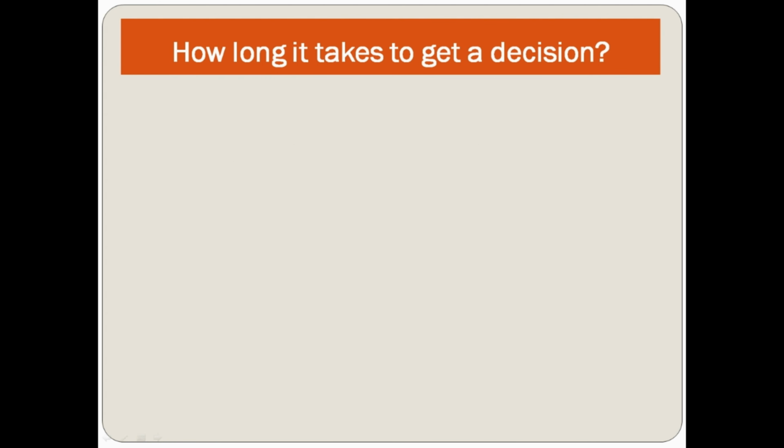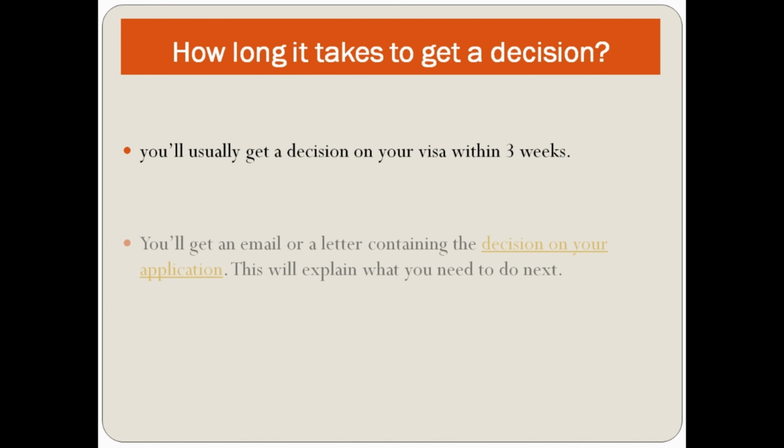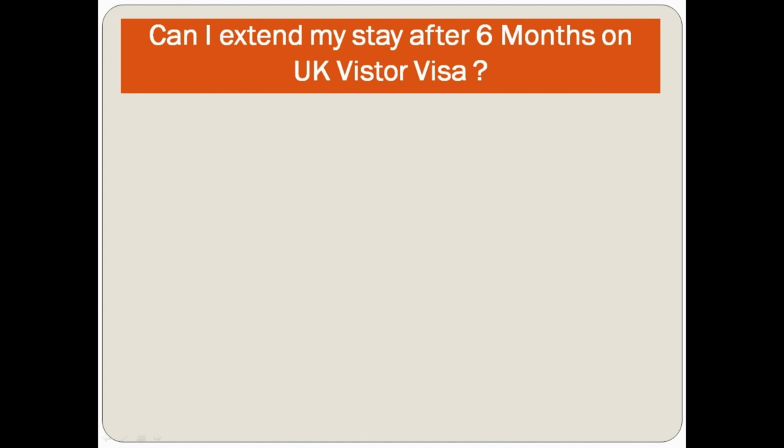How long does it take to get a decision? You will usually get a decision on your visa within 3 weeks. You'll get an email or letter containing the decision on your application. This will explain what you need to do next.